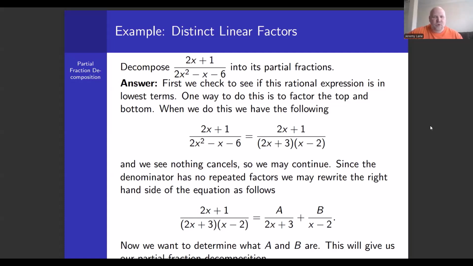The denominator has no repeated factors, so we may go ahead and write the right-hand side as A over 2x plus 3 and B over x minus 2. This decomposition comes from the fact that the degree of the numerator is 1, the degree of the denominator is 2, so there are no long division processes needed. This is a proper fraction. And now we're going to determine the values of capital A and capital B.